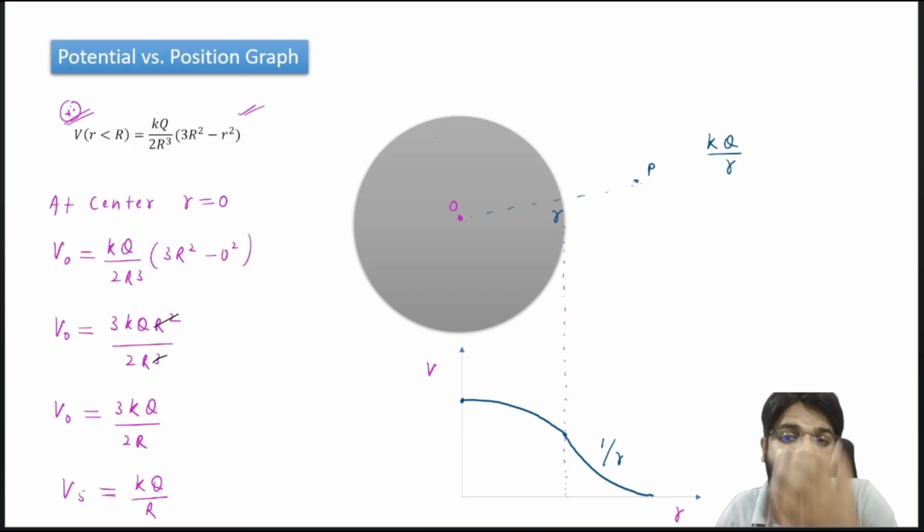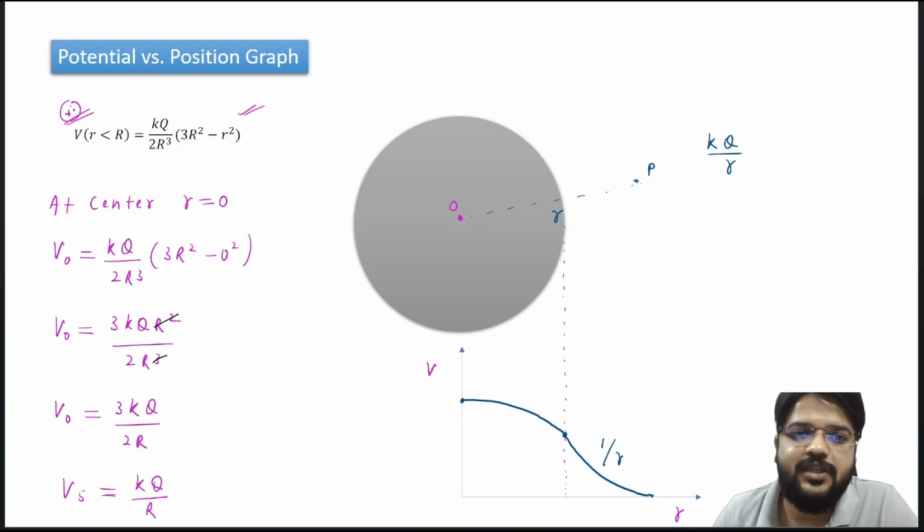So this thing we are assuming when the point is present outside the solid non-conductor, or if suppose we have a conductor also, then again this formula is valid. It is kq by r. So this type of graph we will get for potential versus position. From center to surface, it is decreasing parabolically, then it is decreasing hyperbolically till infinity. Note down this graph, everyone.